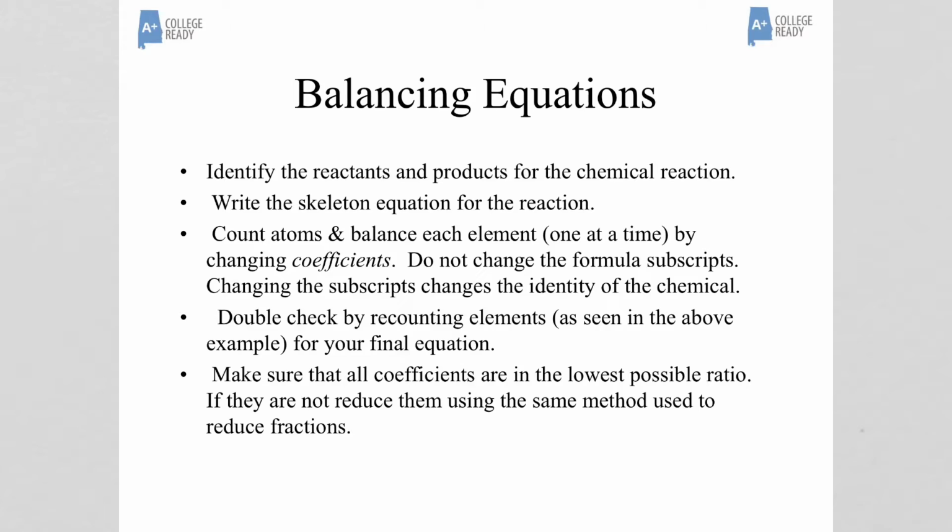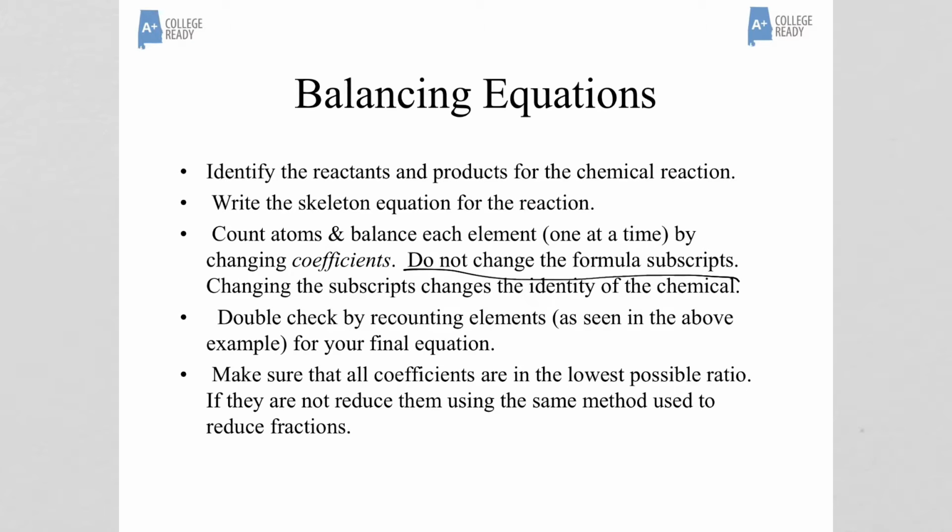So when we're balancing equations, we're first going to identify the reactants and the products for the reaction. We're going to write out the skeleton equation, which, remember, is an equation with the formulas of all the chemicals written out. We're then going to count the atoms, and we're going to balance each element one at a time by changing coefficients. And again, don't change the subscripts.